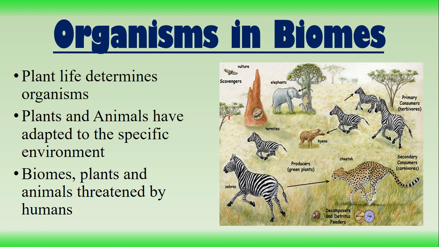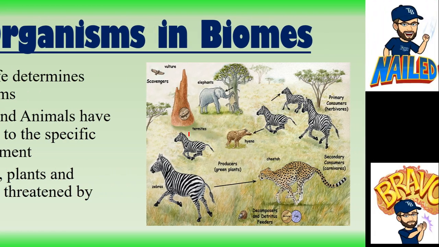Plants and animals have adapted to specific environments so that they can live there. You can think of an African savanna. I mean, you got the zebras, you got the cheetahs, you got the elephants, all this stuff, they all have to live there together. Biome plants and animals are threatened by humans, our interactions with them, pollution, poaching, different stuff. We do threaten them for their living aspect.